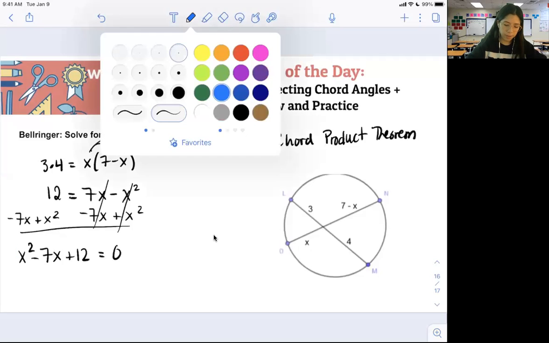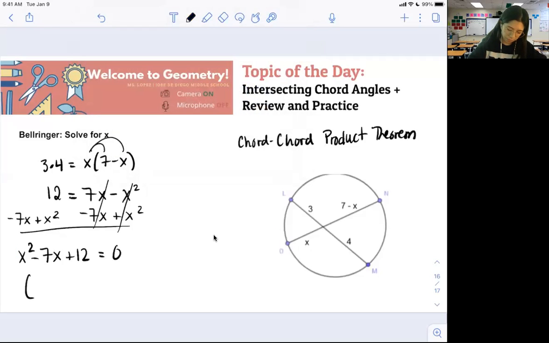So let's go ahead and factor. What are going to be my 2 factors? Four and 3. Good. Is it going to be x plus 4 and x plus 3? Or are there minuses or pluses? What's going to be the signs?